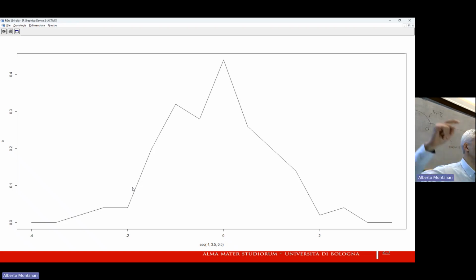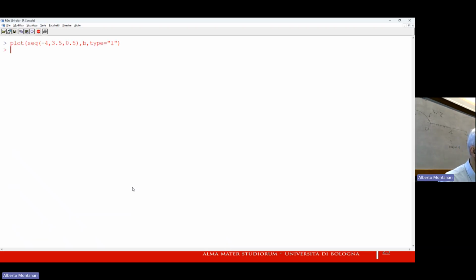What is the integral? It is the area below the function. If you look at this figure here, the base is 8, and the average height is between 0.1 and 0.2. You understand, 8 times 0.1 is close to 1. So it looks reasonable that the integral is 1. But let me compute it, okay?